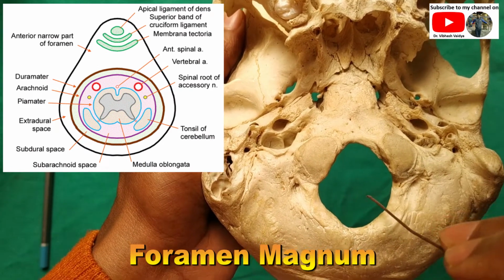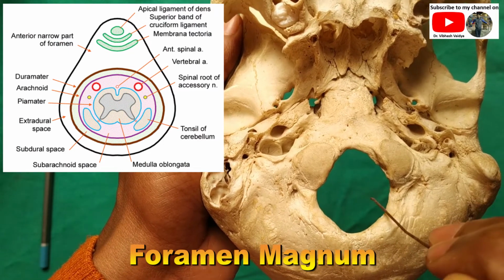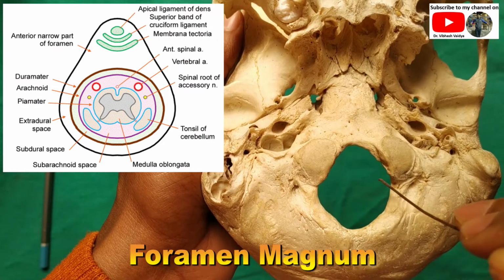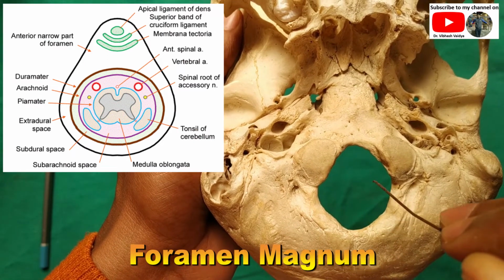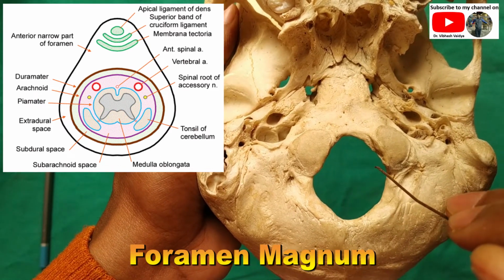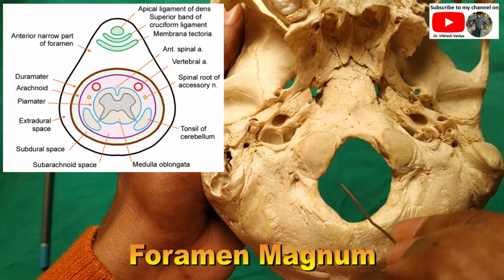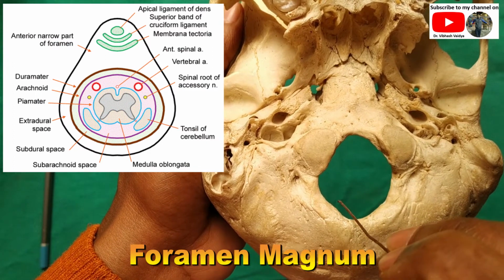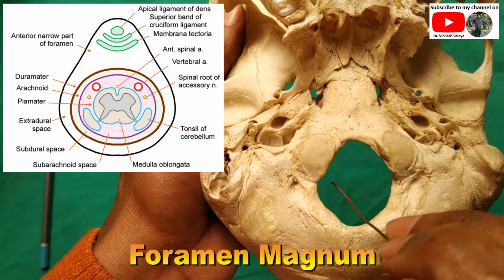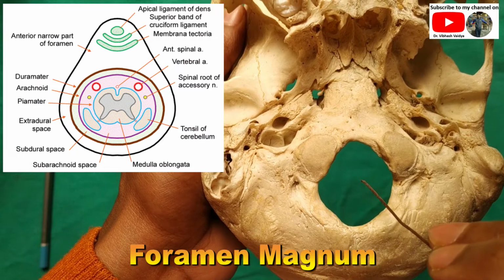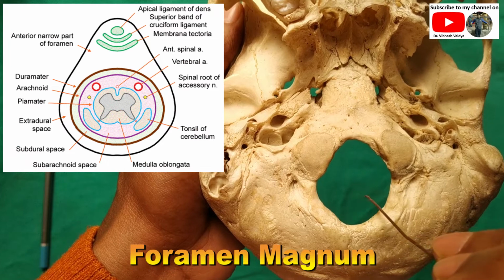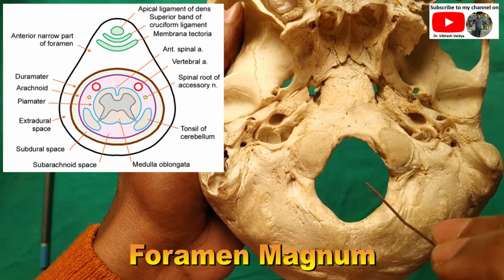And through the wide posterior part, we have the lower part of the medulla oblongata and 3 meninges. These structures pass through this wide posterior part. Along with this, through the subarachnoid space, the structures that pass are the spinal accessory nerve, the vertebral artery, the sympathetic plexus around the vertebral artery, and the posterior spinal artery and anterior spinal artery. These are the structures passing through the wide posterior part in the subarachnoid space.